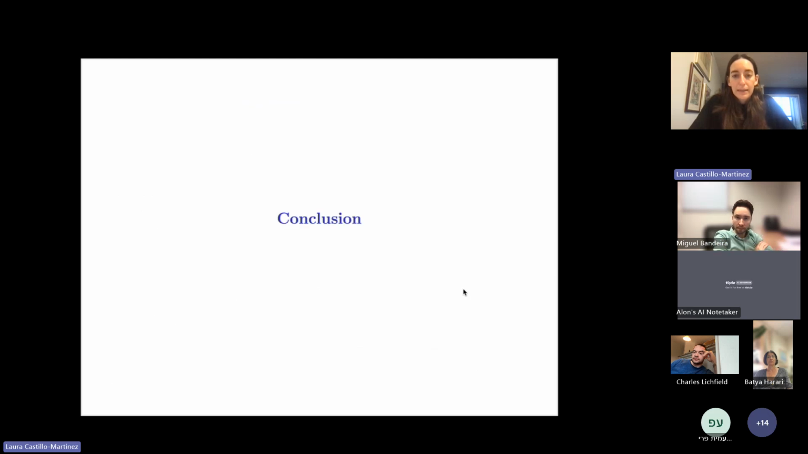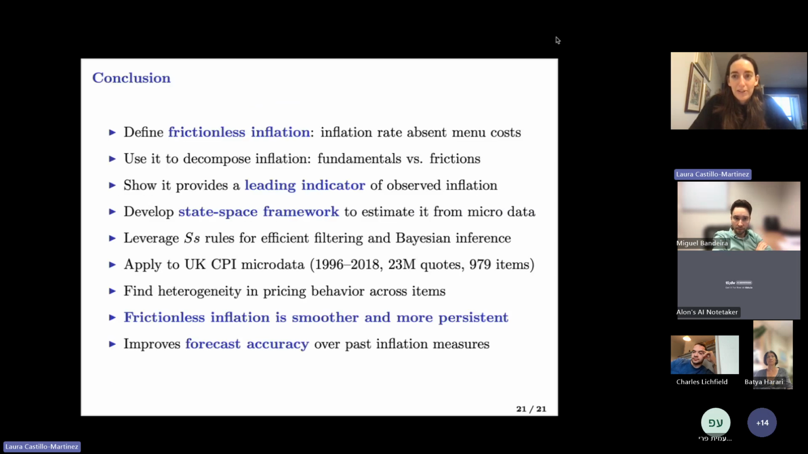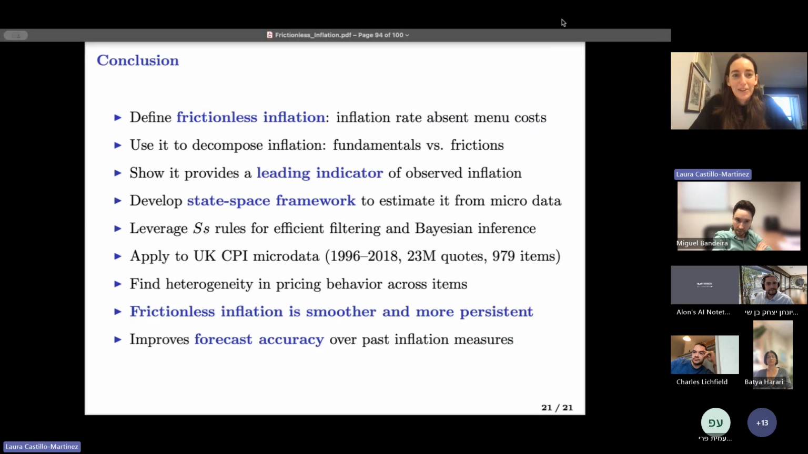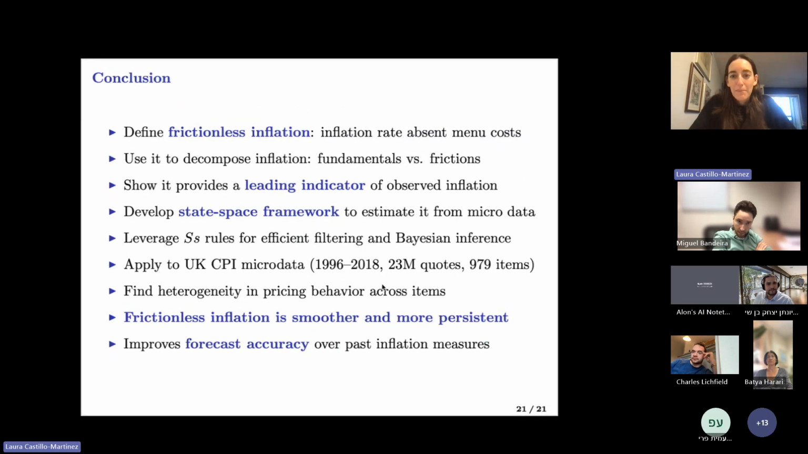And with that, I have no idea how I'm doing on time, but let me just conclude. The whole point of the paper is thinking about this measure of frictionless inflation. I'm just going to conclude, and I'll take questions in a second.